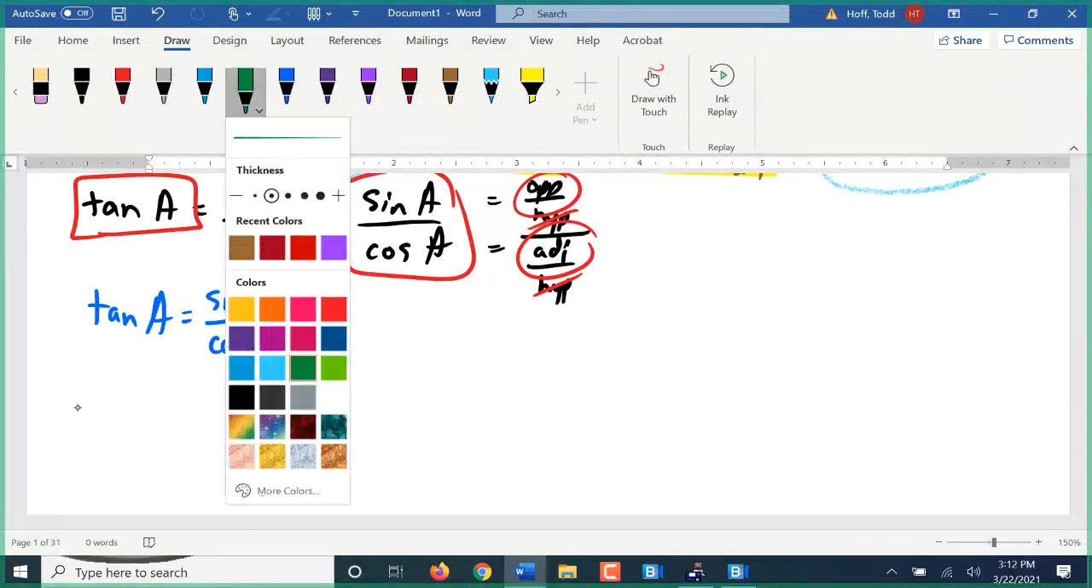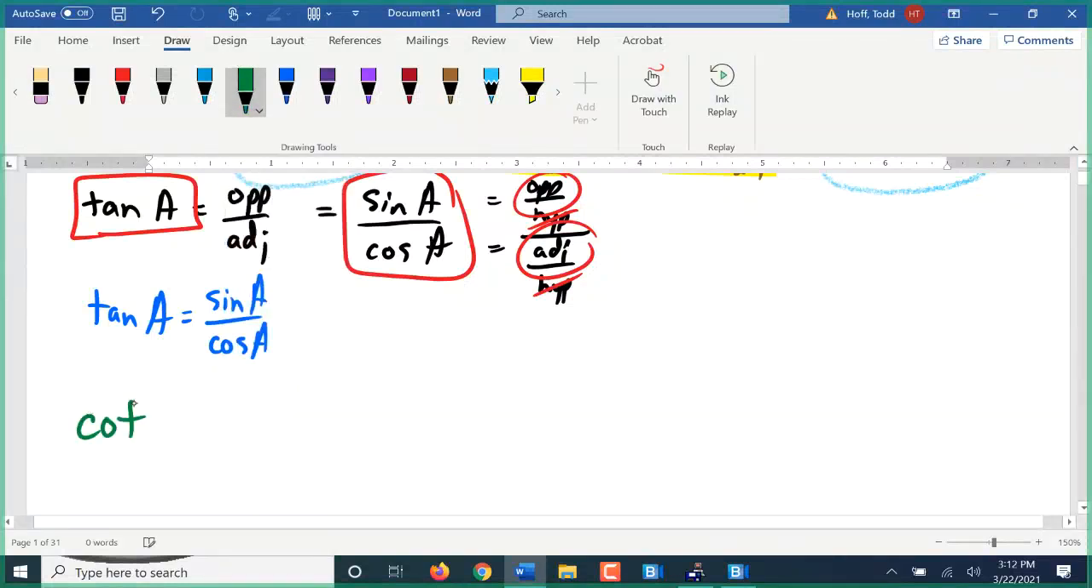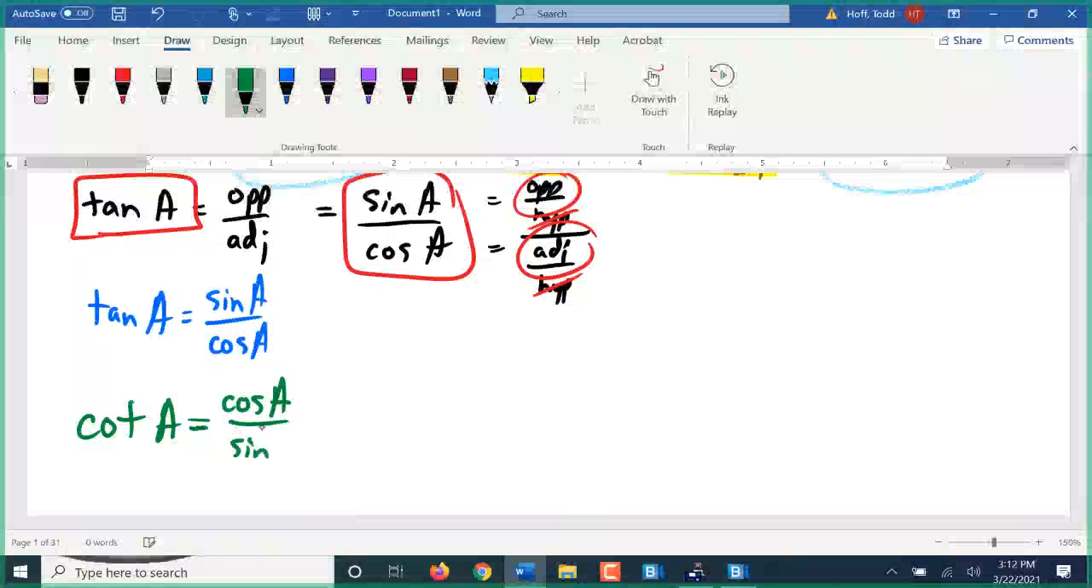Likewise, if I want to find the cotangent of an angle, cotangent is the reciprocal of the tangent, right? Which means you do what to the fraction? Flip it over. Cosine of that angle divided by the sine of that angle.